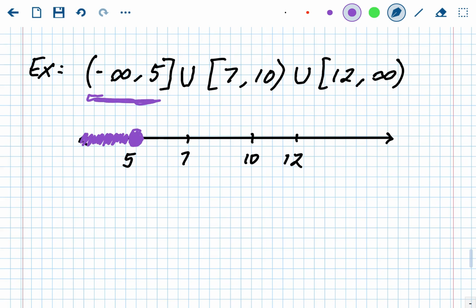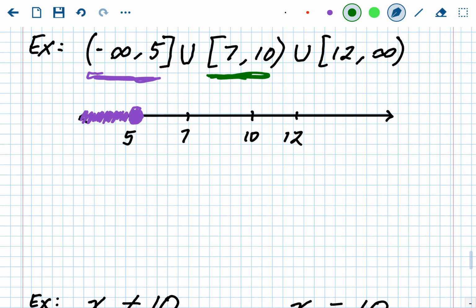All right, there's that union symbol. Again, that just means or. So your answers could be in that first interval from negative 5 to infinity, or it could be in the second interval from 7 to 10. 7 is included, 10 is not included. 7 has the bracket, 10 does not have the bracket.